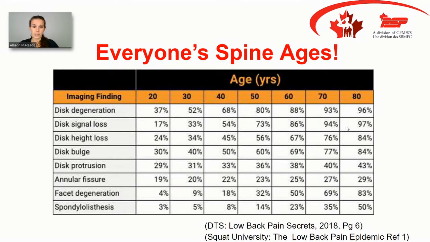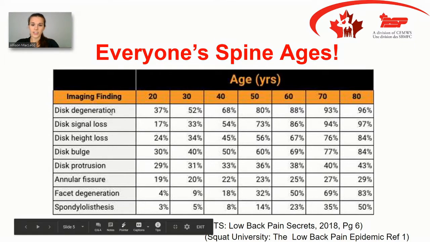So I took this chart from DTS's Low Back Pain Secrets because I feel like it has an important message. What they did here is they took the spinal imaging of a bunch of different people and then they categorized them by age. Then they took a look at the image itself and they noted presence of different kinds of back injuries. So as you can see here, there's a list of back injuries.